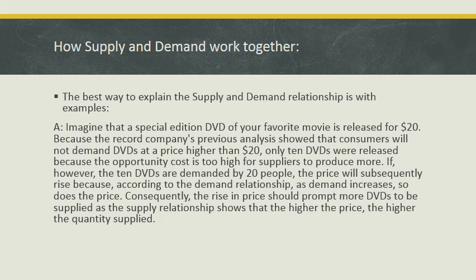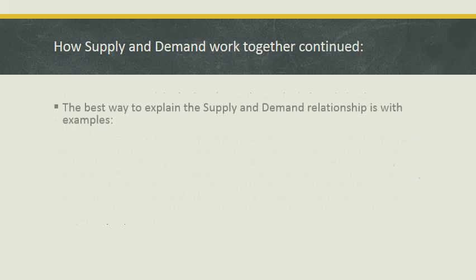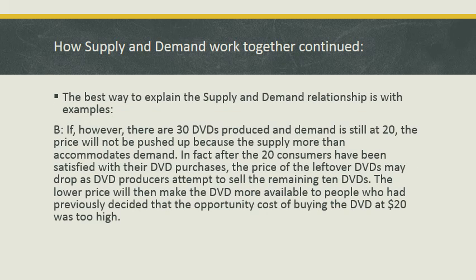Consequently, the rise in price should prompt more DVDs to be supplied, as the supply relationship shows that the higher the price, the higher the quantity will be supplied. If, however, there are 30 DVDs produced and the demand is at 20, the price will not be pushed up because the supply is more than accommodates demand. In fact, after the 20 consumers have been satisfied with their DVD purchases, the price of the leftover DVDs may drop as DVD producers attempt to sell the remaining 10 DVDs.